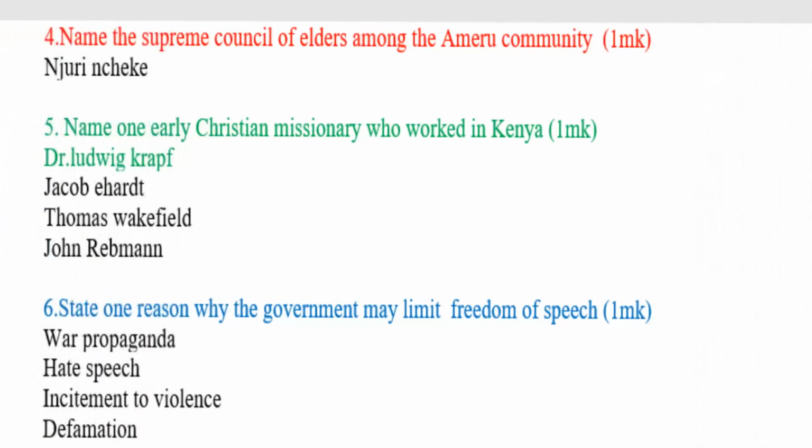Question number 4, name the Supreme Council of Elders among the Ameru community. The Supreme Council of Elders among the Ameru was Njuri Ncheke. Question number 5, name one early Christian missionary who worked in Kenya. Number 1, we have Dr. Ludwig Krapf, we have Jacob, we have Thomas, we have the last one, John Rebmann.